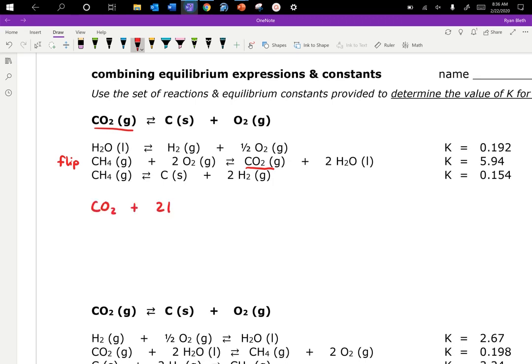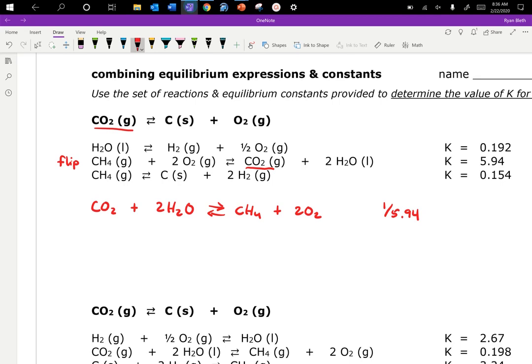CO2 and 2 waters, making CH4 and 2 oxygens. And so if I flip that, again, my middle equation here, I'm going to take that 5.94 and do the reciprocal of it. So 1 over 5.94. That gets our CO2 as a reactant.